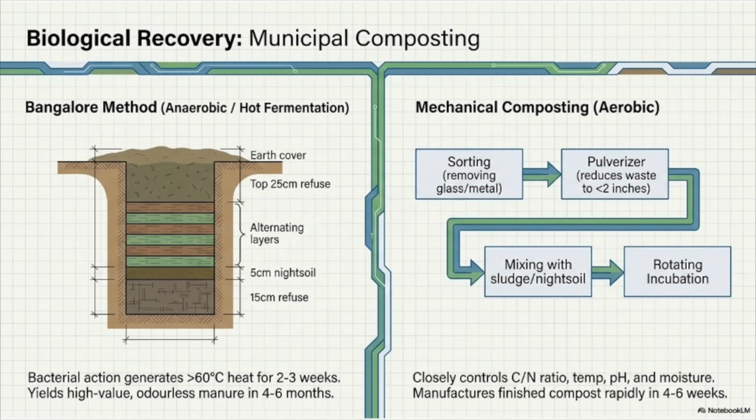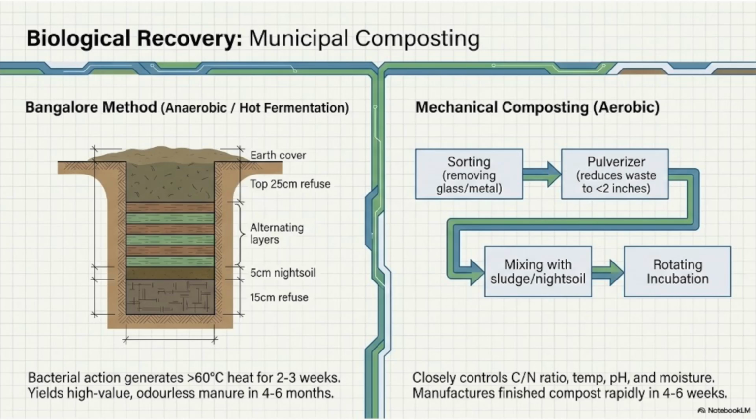At the very bottom, there is a layer of 15 centimeters of refuse. Above that, a thin layer of 5 centimeters of night soil is added. These two layers are then repeated in an alternating pattern, building up the pit gradually with refuse and night soil layers stacked one on top of another. At the very top, there is a final layer of 25 centimeters of refuse, and the entire pit is then sealed with a layer of earth cover.